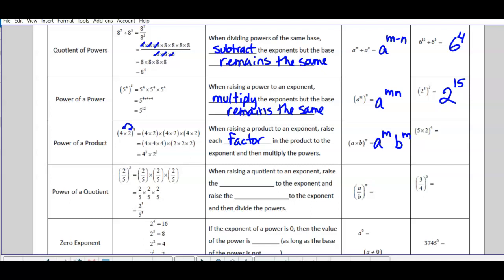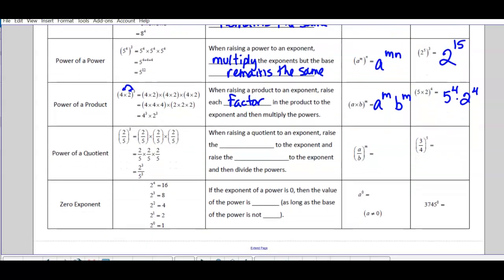Okay, so this is 5 to the 4 times 2 to the 4. Once you get an exponent in there, you don't actually have to show a multiplication symbol. I'm going to use a dot rather than multiplication just to get used to that when we get into the variables. We don't want to use an X when we get into variables. So basically that power is applied to every factor inside the brackets.